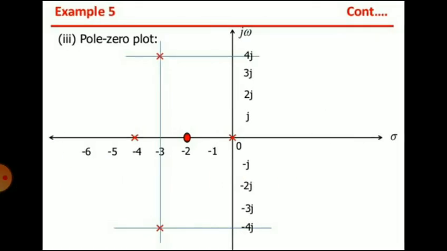So show it on a pole zero plot. 0 and -4, these are the real values, indicated on the real axis or x-axis. And the imaginary values, -3 plus 4j and -3 minus 4j, are indicated by a cross because these are the values of poles, and they are shown on the imaginary axis.